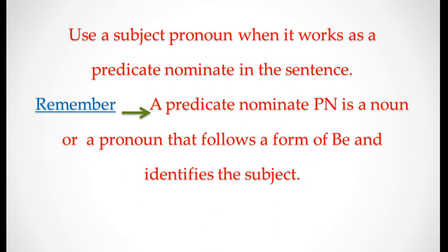But right now, I want to speak about the predicate nominative as a pronoun. So once again, use a subject pronoun when it works as a predicate nominative, and you will identify this when it comes directly after a form of the verb to be. So it identifies the subject.